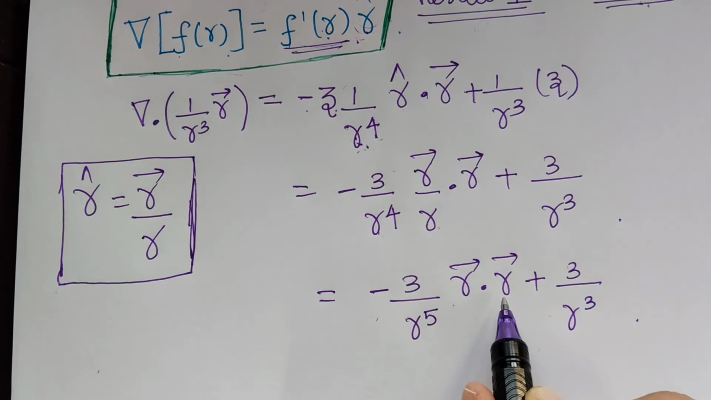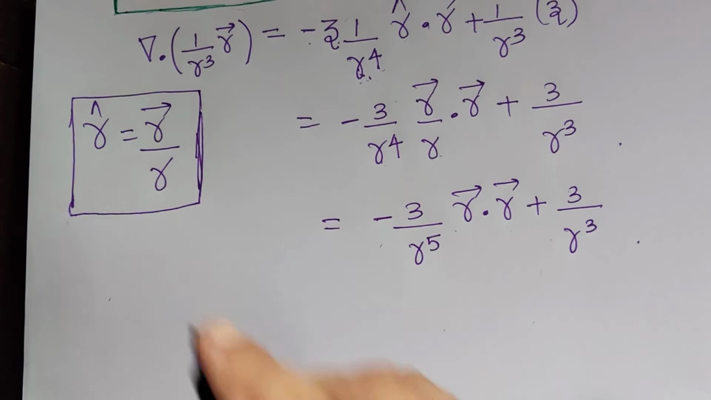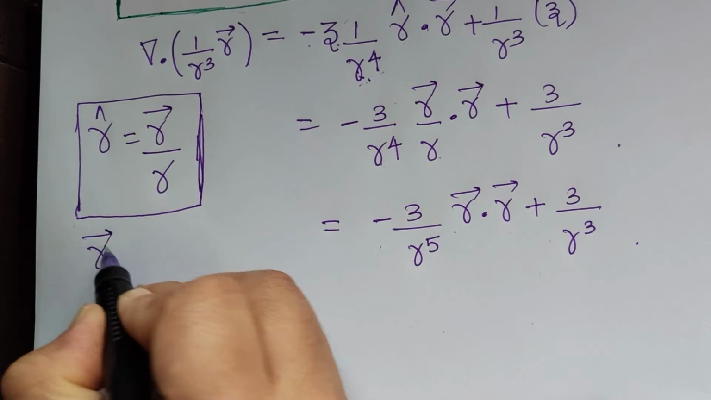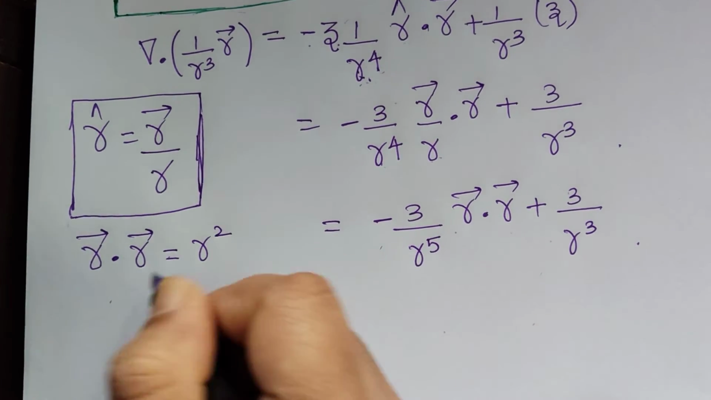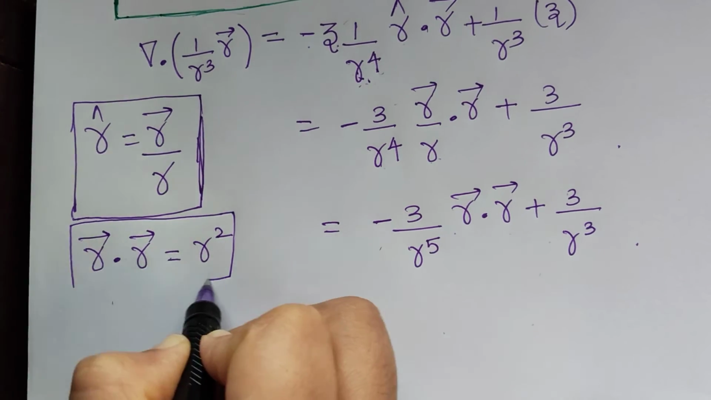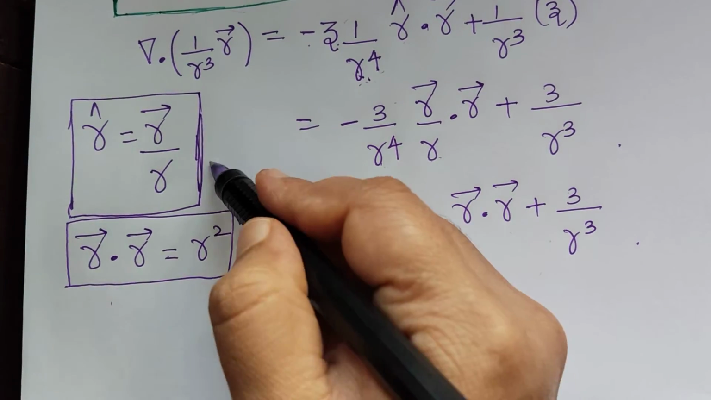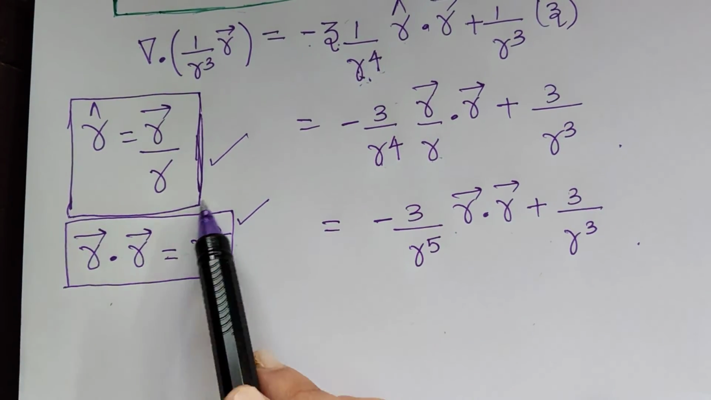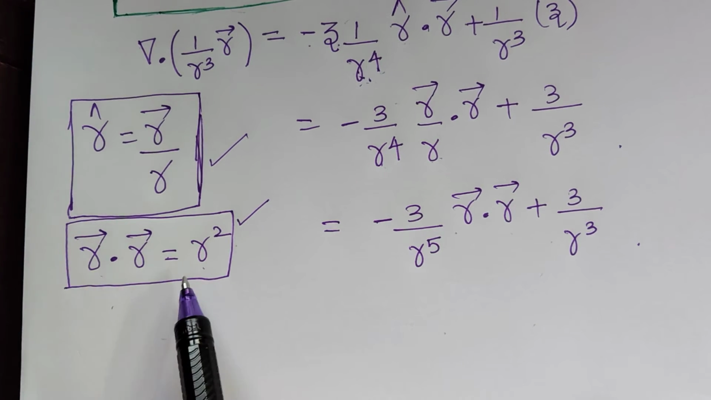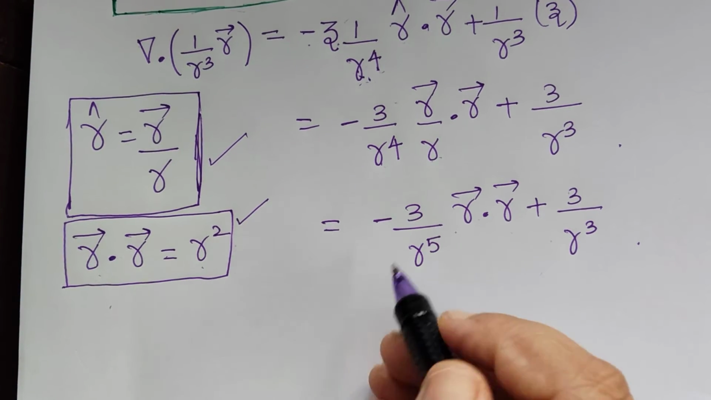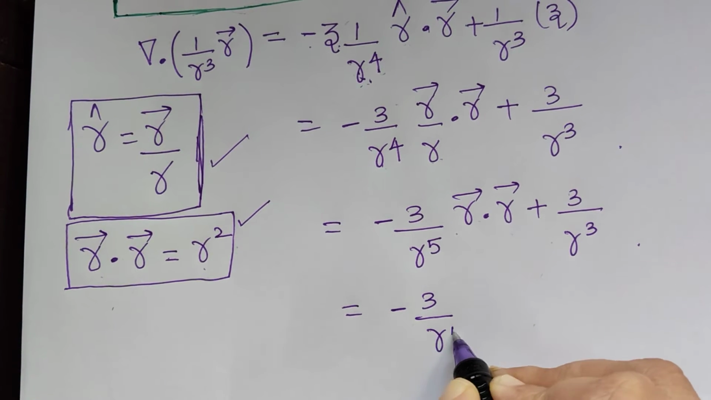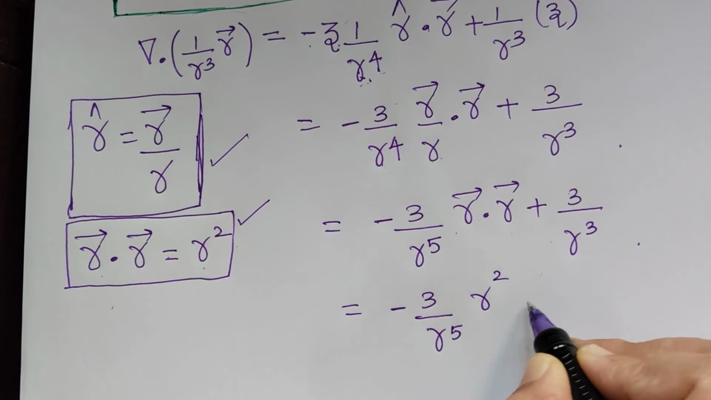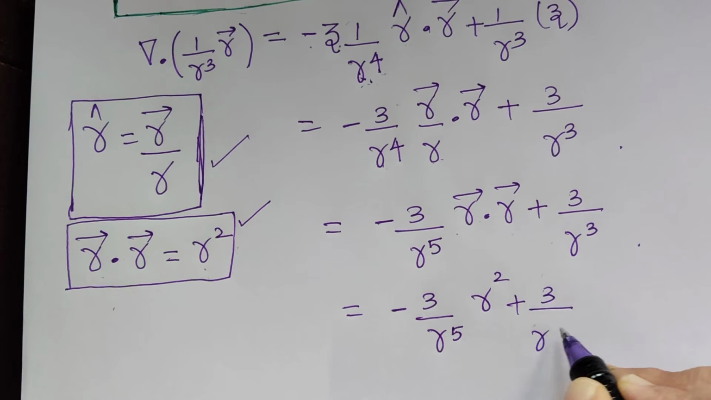But what is r vector dot r vector? We know that a vector dot a vector is a square. Similarly, r vector dot r vector is r square. This is also a vector identity which we studied in our lower classes. So r vector dot r vector is r square. When we substitute that here, we get minus 3 by r to the power 5 multiplied with r square plus 3 by r cube.